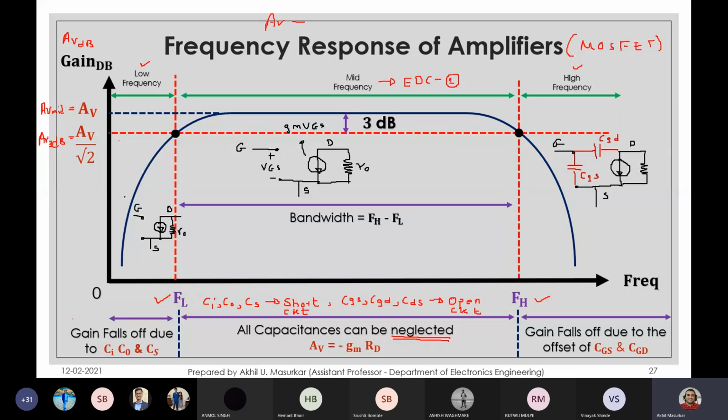Yes, they are the same, but the exception is that at low frequency, Ci, C0 and Cs are there, but they are external to the device. That is why the low frequency and mid frequency models seem to be the same. Whereas at high frequency, we have CGS and CGD, and they are internal to the device. So they come up. That is why the model seems to be different.